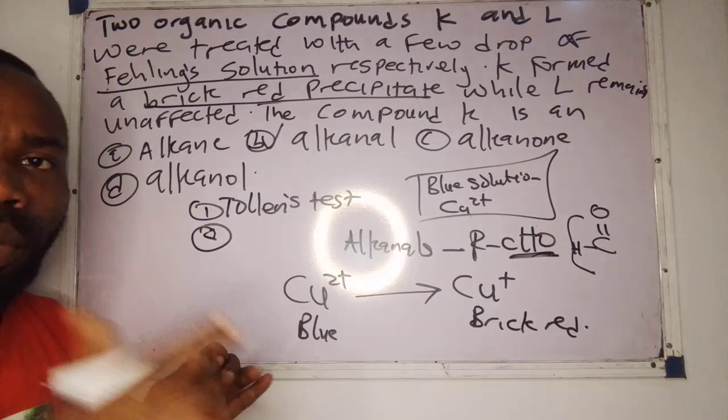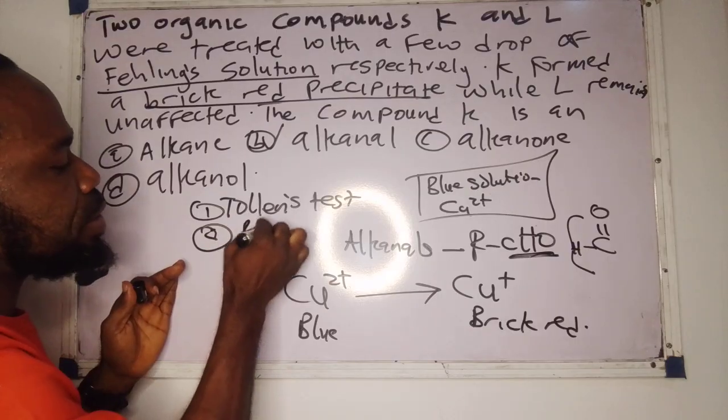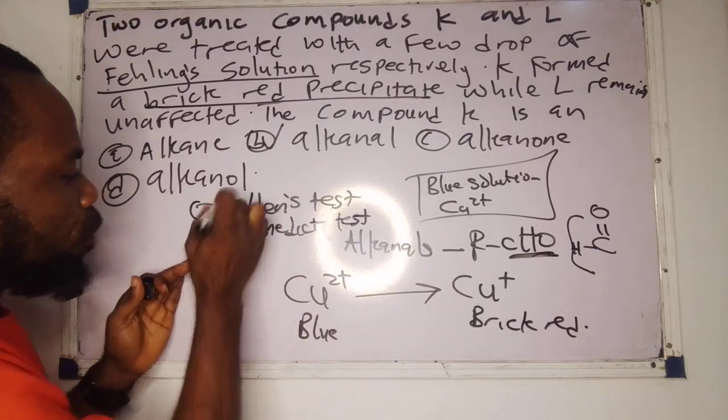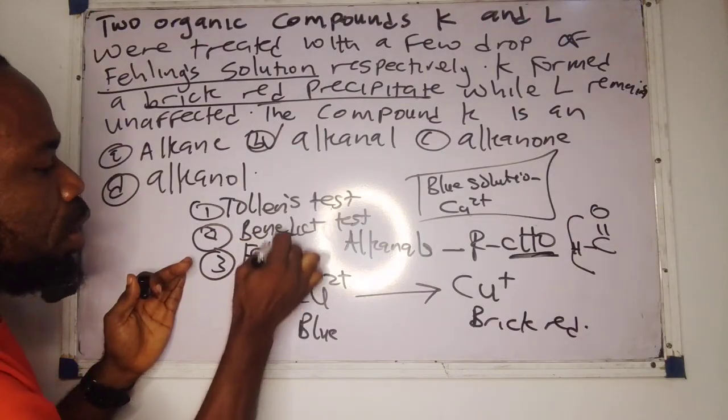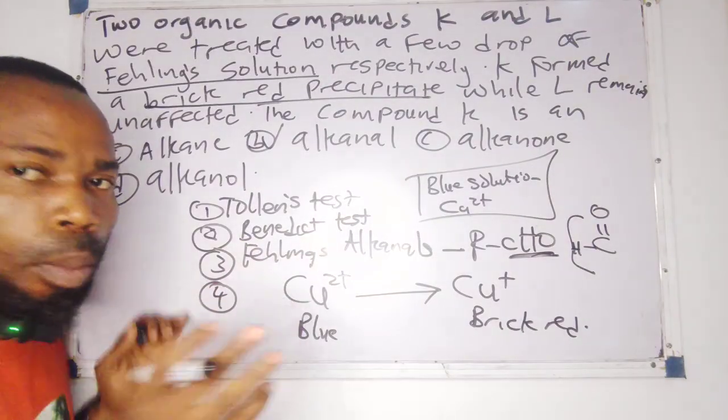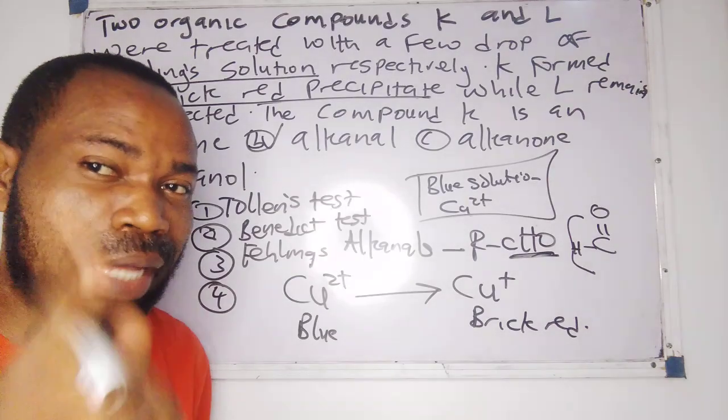Number two, we can use what? We can use Benedict test. Then, of course, number three, the Fehling's test that we looked at just now, we can use what? Fehling's test. And of course, number four, this one is not common, but those of us that are writing UTME, you have to pay attention to this.